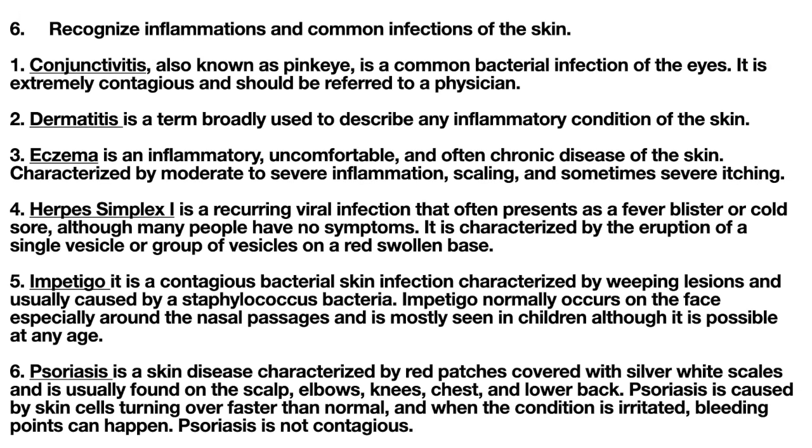Number 6. Psoriasis is a skin disease characterized by red patches covered with silver-white scales, and it is usually found on the scalp, elbows, knees, chest, and lower back. Psoriasis is caused by skin cells turning over faster than normal, and when the condition is irritated, bleeding points can happen. Psoriasis is not contagious.